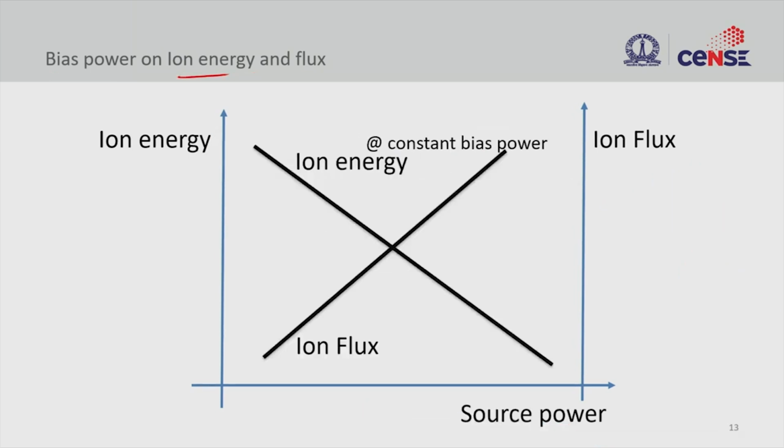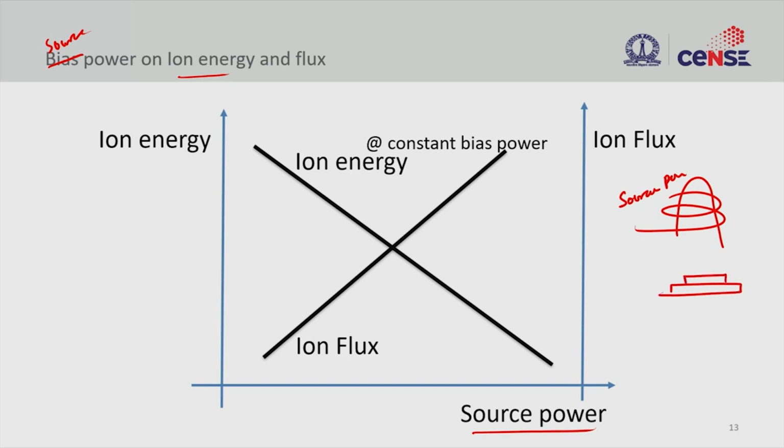And the next thing is about source power. So the effect of source power on ion energy and ion flux. In this case, what we are going to do is change the source power, and keep, let's say, the bias constant. So this is our bias. This is going to be our self bias that we achieve. And now we are going to change the source power.